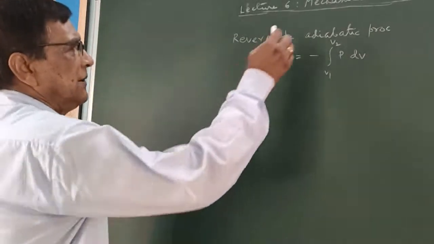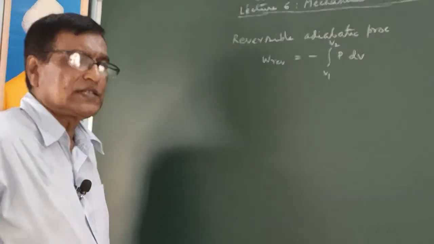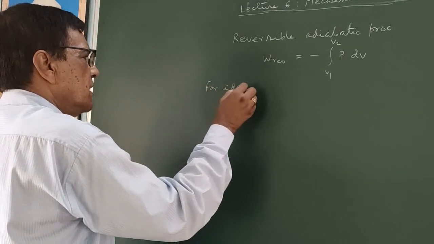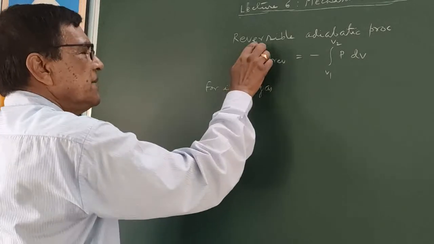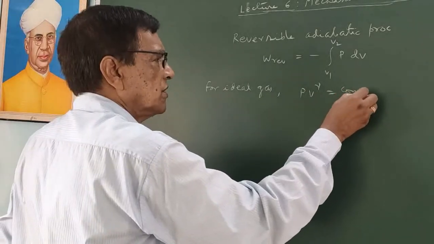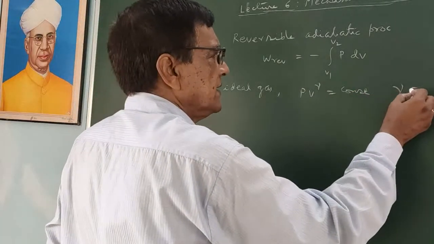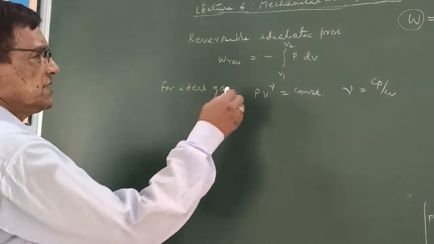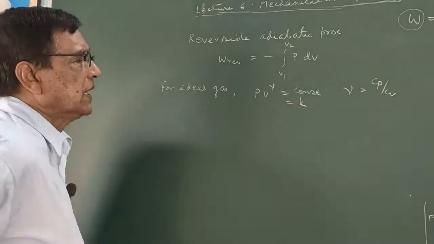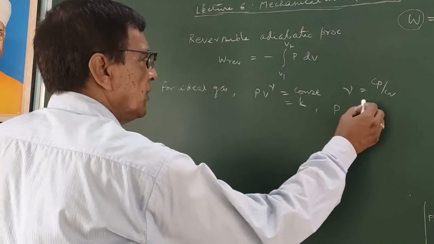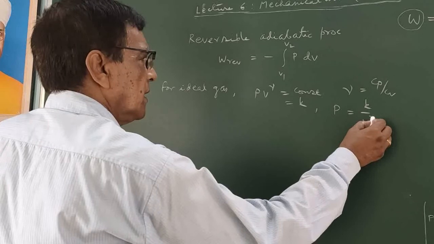For the adiabatic process, the temperature is not constant, the temperature must vary. For an ideal gas in a reversible adiabatic process, the relation is PV to the power gamma equal to constant, and gamma is the molar heat capacity ratio. So say this is equal to K, the constant, and P can be replaced: P is equal to K divided by V to the power gamma.